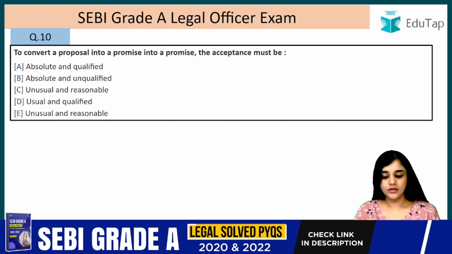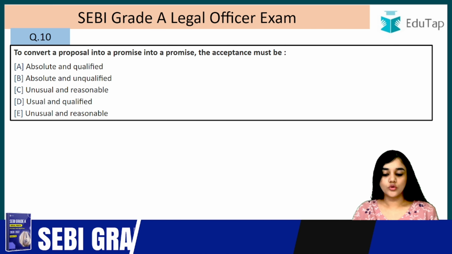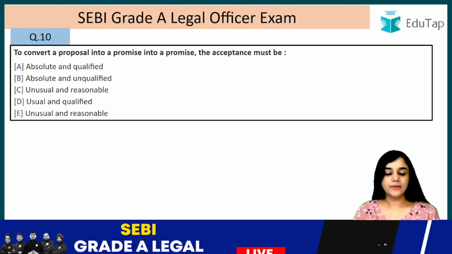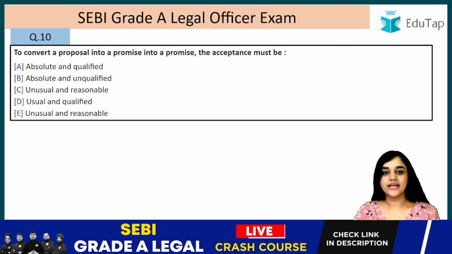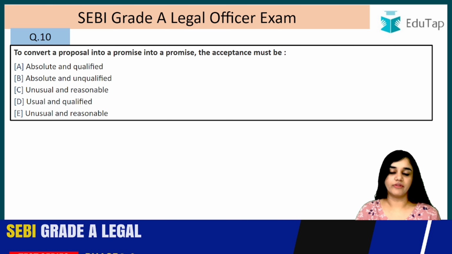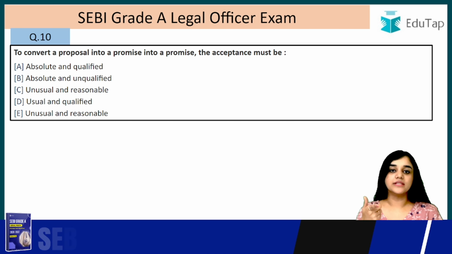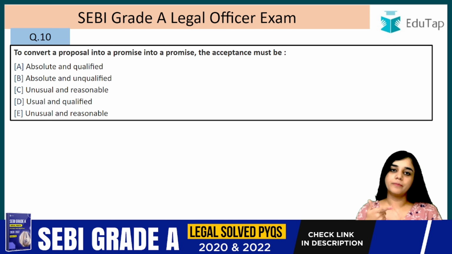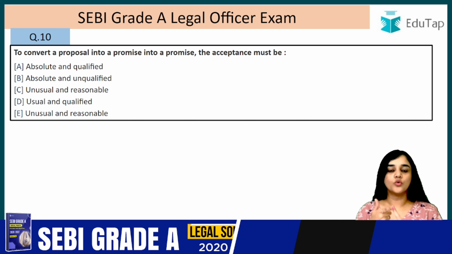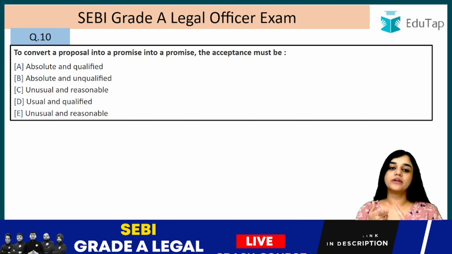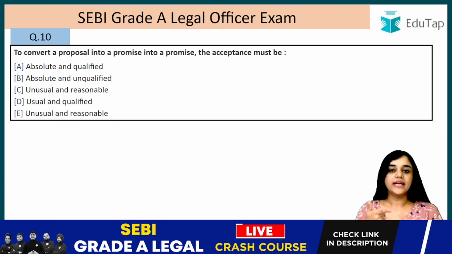Right? Question number 10. To convert a proposal into a promise, the acceptance must be... what are the criteria for the acceptance? It should be absolute and unqualified. What is absolute? Absolute means it should be accepted as it is. Like I gave you the example of that watch, right? If A says, I want to sell my watch, will you take it for 5,000 rupees? If B says yes, I'm going to buy it for 5,000 rupees, then it is a valid absolute acceptance. But if B says, okay, I will buy your watch but for 2,000 rupees, then it is not acceptance, right? It is again an offer.